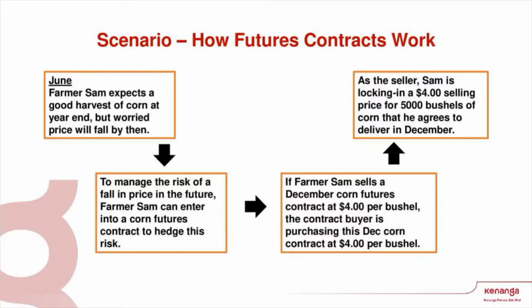If Sam sells a December corn futures contract at $4 per bushel, the contract buyer is purchasing this December corn contract at $4 per bushel, and as a seller, Sam would be locking in a $4 selling price for 5,000 bushels of corn that he agrees to deliver in December. So this is just a very simple example of how futures contracts would work for hedging purposes.